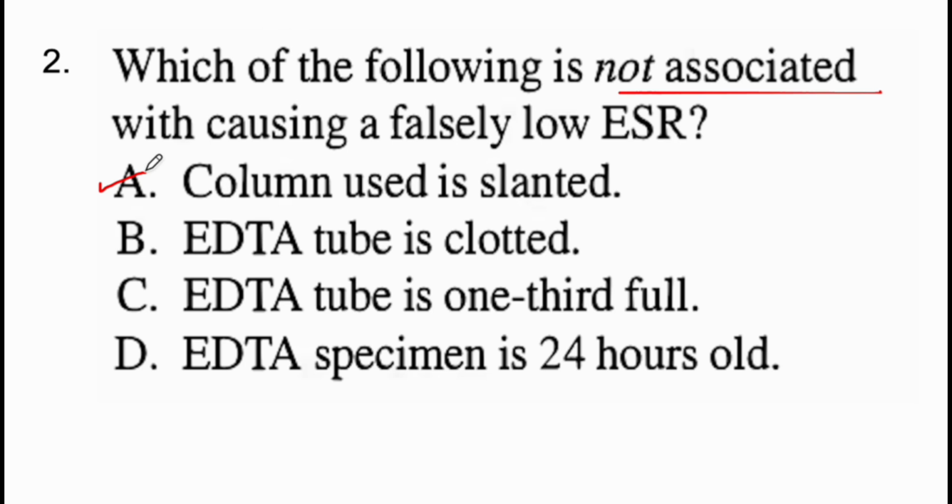The question asks what does not cause a falsely low ESR? The slanted column actually causes a falsely high ESR. The angle gives the cells a shorter distance to fall vertically, making it seem like they fell faster than they did.